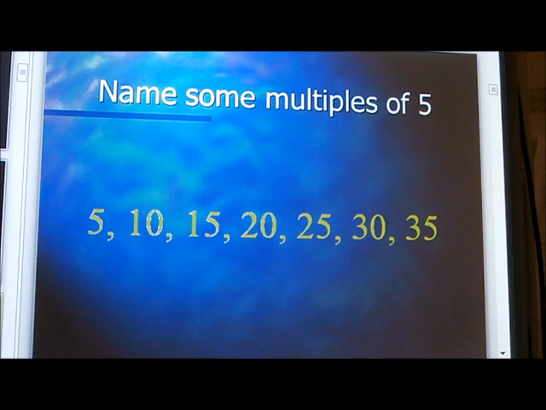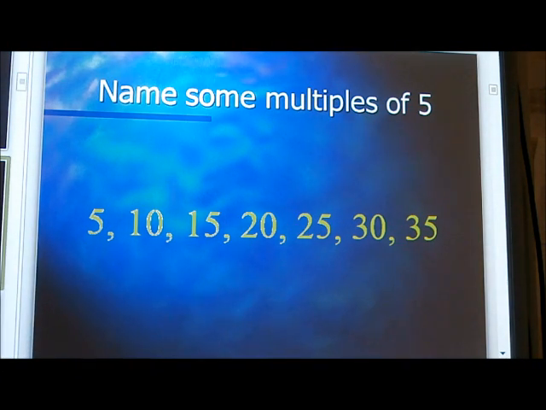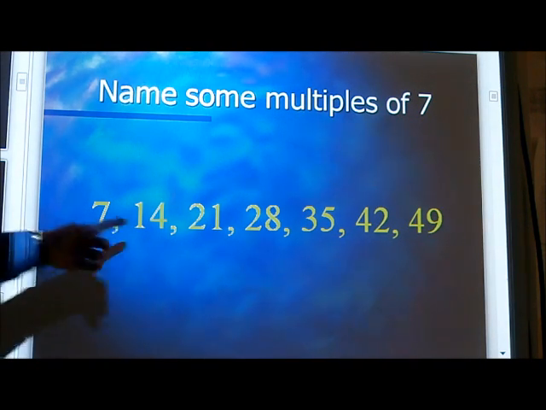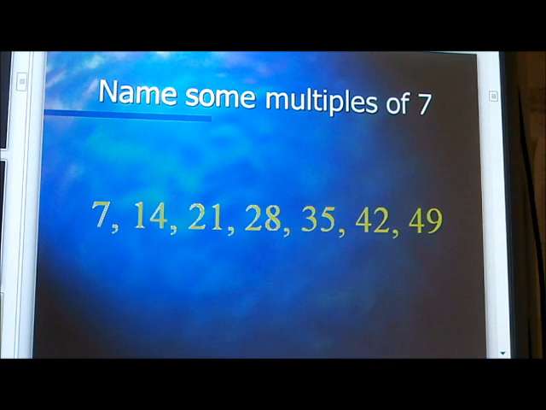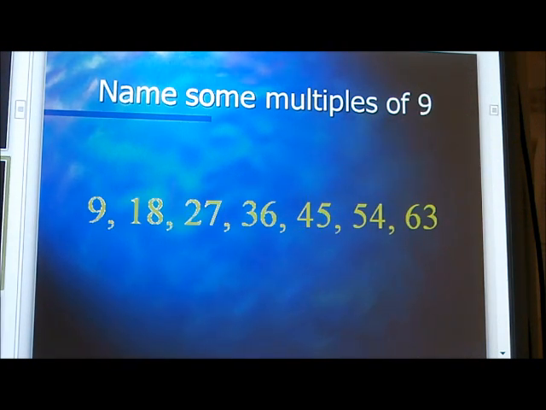So multiples of 5. 5 times 1 is 5, 5 times 2 is 10, 5 times 3 is 15, 20, 25, 30, 35. If I did 7, same thing, 7 times 1, 7 times 2, 7 times 3, 7 times 4, 7 times 5, and so on. Okay, I think you get that. I have multiples of 4 here, multiples of 9. I'm not going to go through all of those.